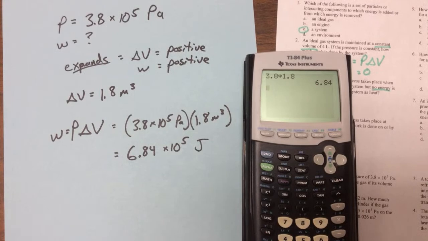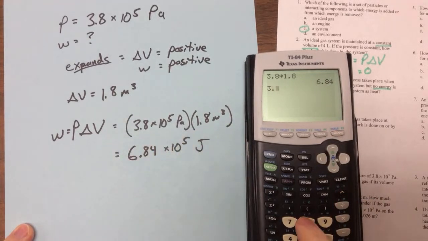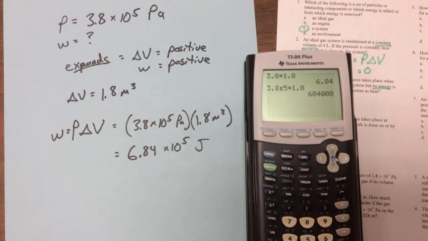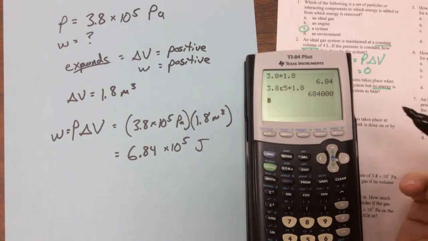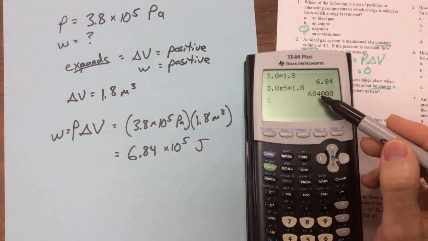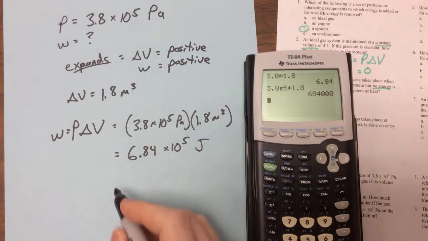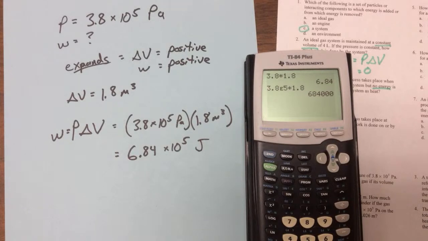Okay? Or if you're not sure exactly how to do that, just type it directly in as you have it written right here. That's 3.8 times 10 to the 5th, or 3.8 E5 times 1.8, and that's going to get us the same thing. Now, because the number's so big, you could write the number down like this, but we're going to go ahead and convert that to scientific notation too. We got 3 zeros, and then we have to move the decimal point 2 more spots. So once again, that's going to be 6.84 times 10 to the 5th joules.